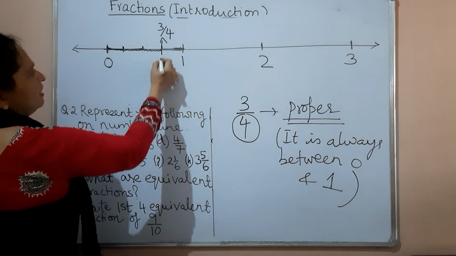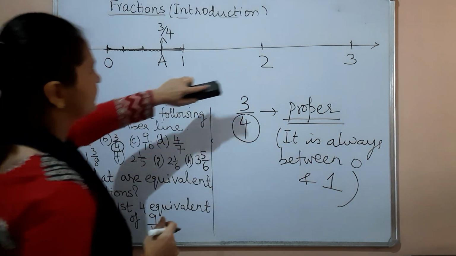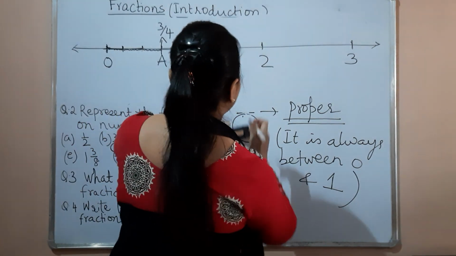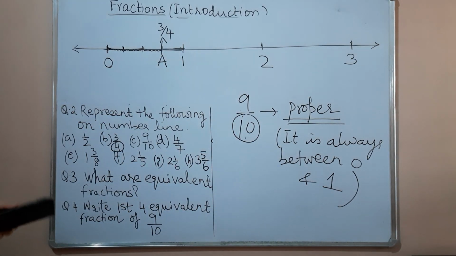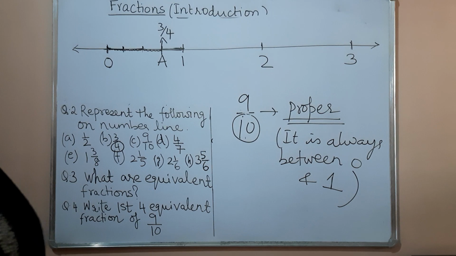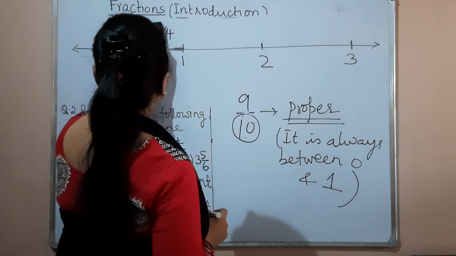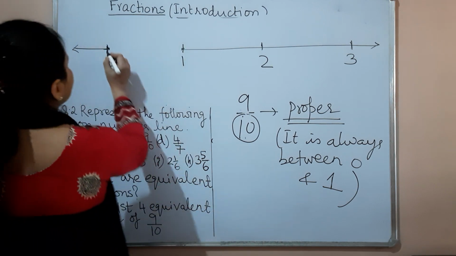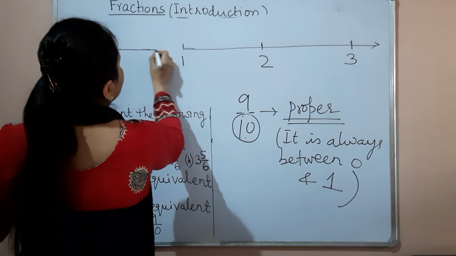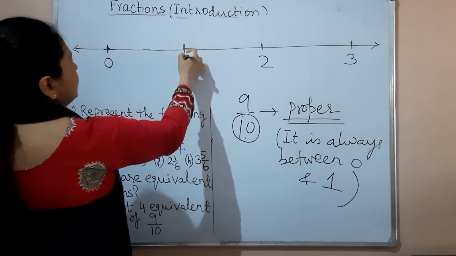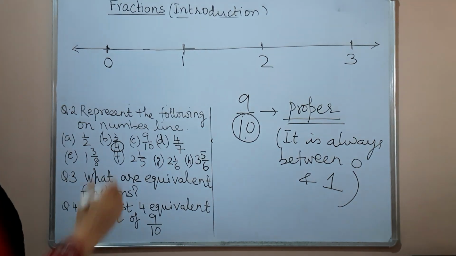Say we can give the name A. Now the next number is 9 upon 10. Again you can observe that this is a proper fraction, and again this is going to lie between 0 and 1. So again I am using the same number line, 0 and 1, between 0 and 1, and now this time we have to divide this part into 10 equal parts.